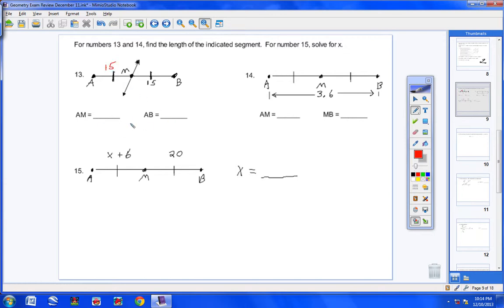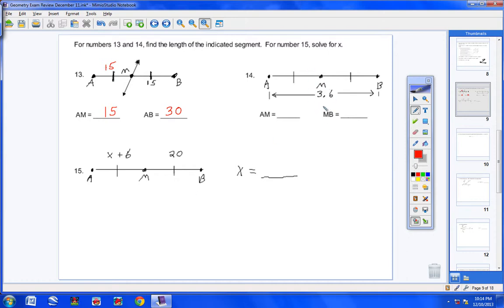Now, let's see if we can answer these questions. Question number 1, what is the length of AM? Well, I just wrote it right here. It's 15. Question number 2, what is the length of AB, the entire segment? Well, if this is 15 and this is 15, the entire segment is 30. Okay? All right, moving on, number 14.